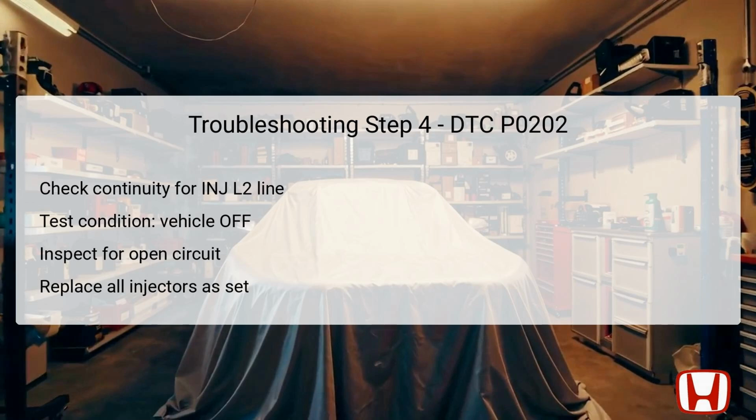If continuity is confirmed, this indicates that the INJ-L2 wire is functioning properly, thus allowing you to move forward to the recommendation of replacing all injectors as a set. This step is advised to maintain overall balance in fuel delivery and performance. Conversely, if continuity is absent, it signals a fault present in the wiring that needs repair before proceeding.